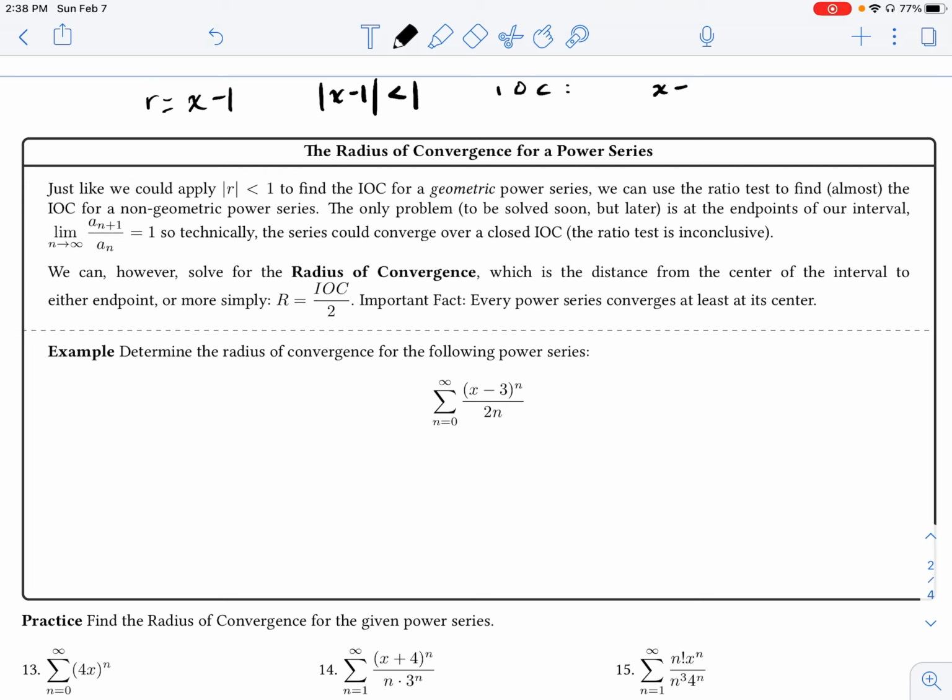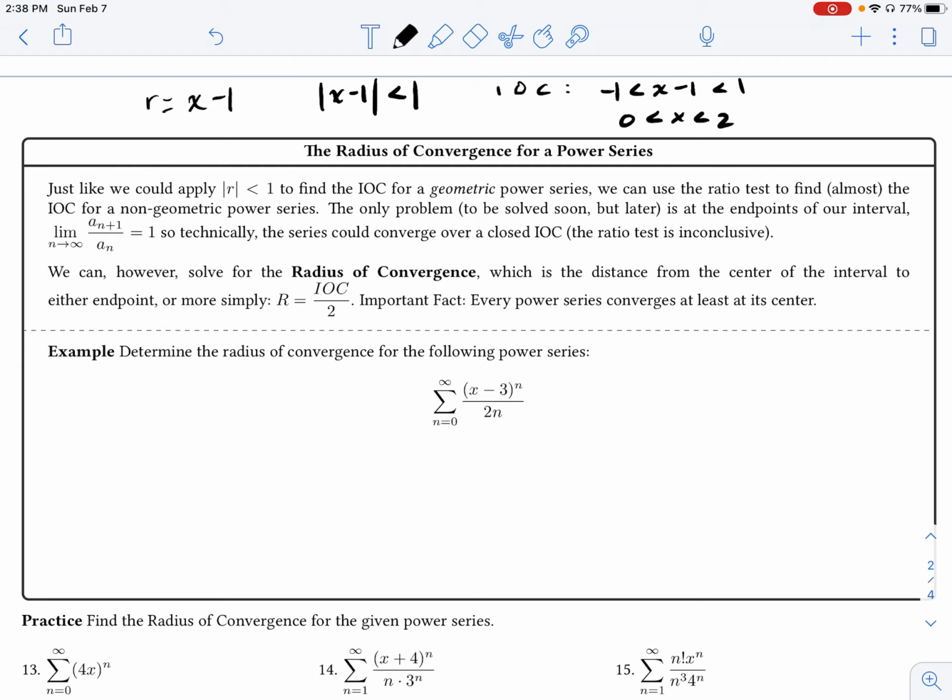That is to say, we can write x minus 1 is less than 1 and greater than negative 1, which we would then clean up to write as x is less than 2 but greater than 0, right? So again, for a geometric power series, if we can find its common ratio, we can find the values for which the power series would converge.